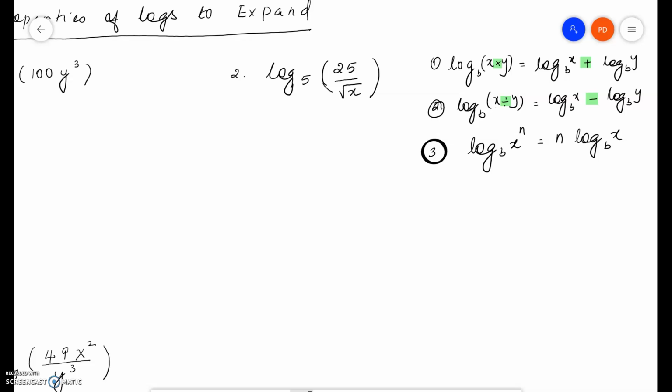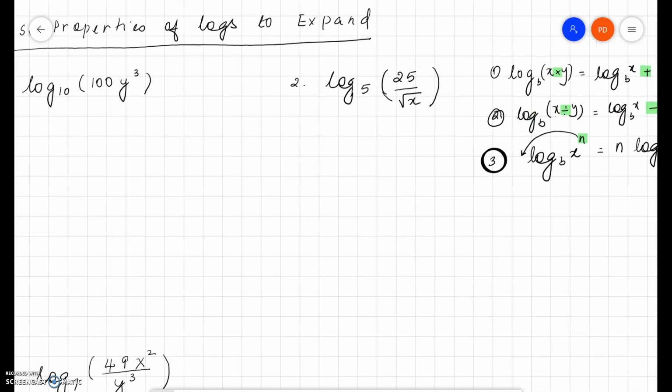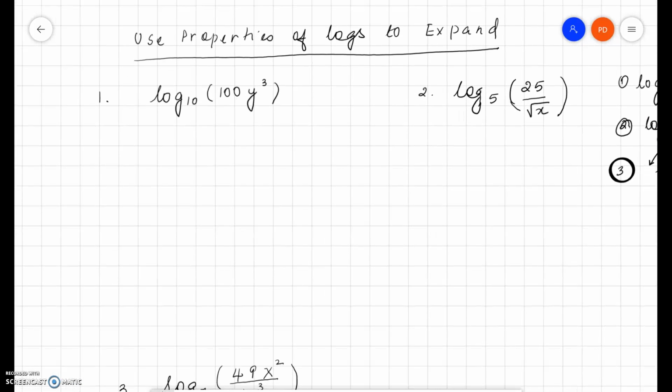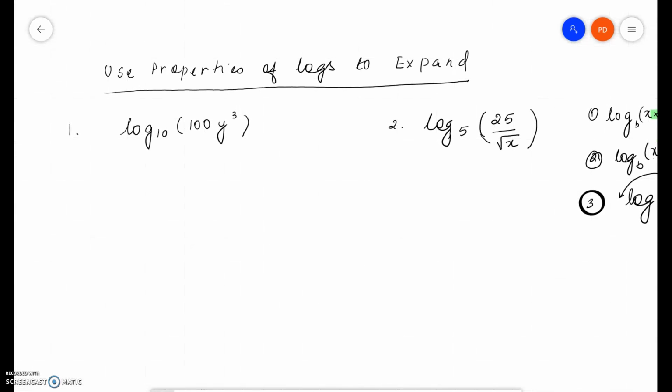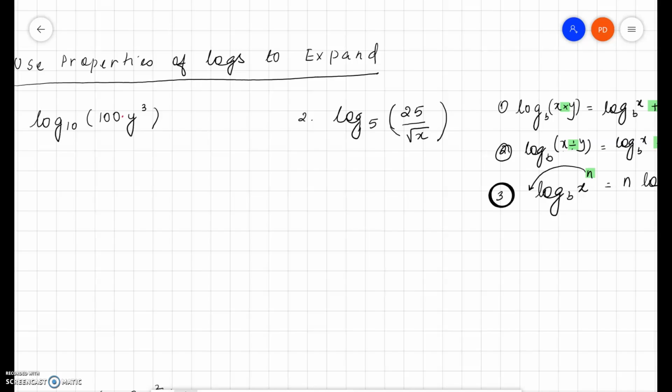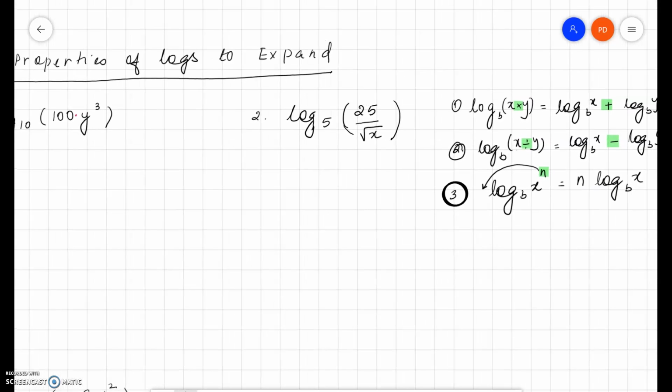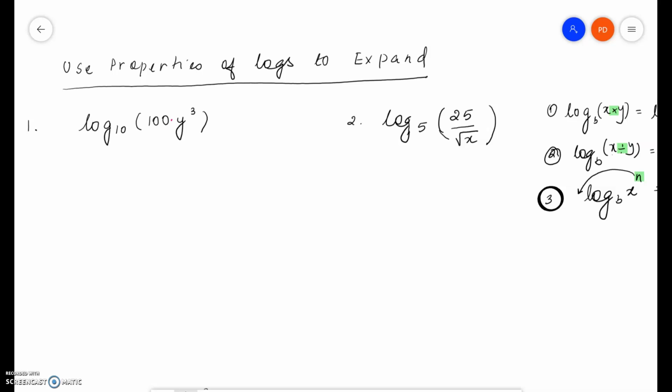Next, if we have an exponent n, log of x to the n becomes n log x. Okay, so let's use these log properties to expand these log expressions. So we have log of 100 times y cubed. Remember, this is times. If there's nothing in between, that's times. Remember that multiplication changes to addition of the logs of each of these terms to the same base.